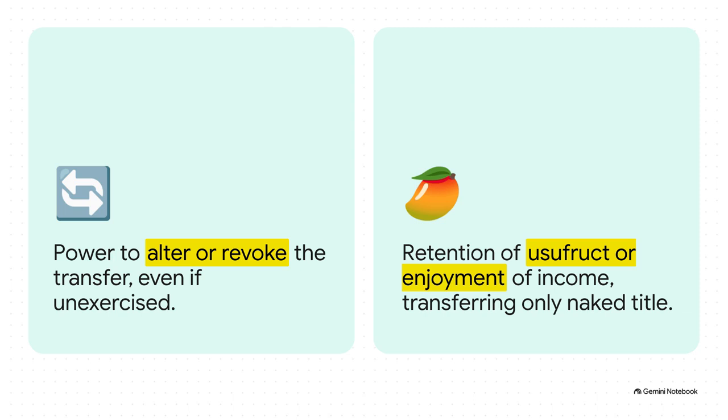Revocable means keeping the power to cancel or alter the deal. And get this, even if the decedent never actually exercised that power to revoke while they were alive, the mere fact that they could means it gets included in the gross estate. On the flip side, retention of rights means keeping the physical enjoyment or income of the property. Imagine transferring the naked title of a mango orchard to your nephew, but keeping the usufruct, meaning the right to harvest and sell those mangoes until you die. In both cases, you're keeping those puppet strings firmly in your own hands.